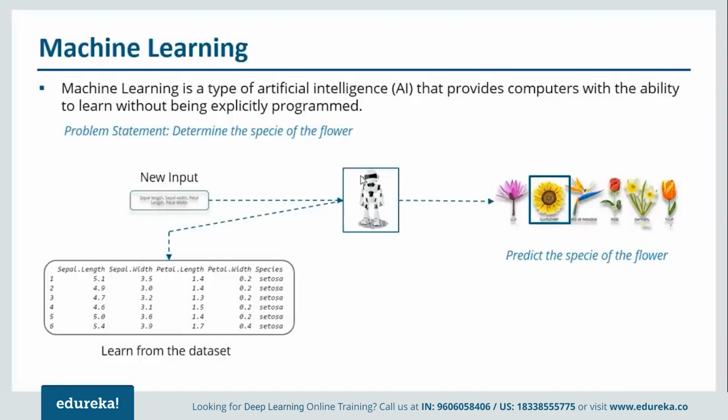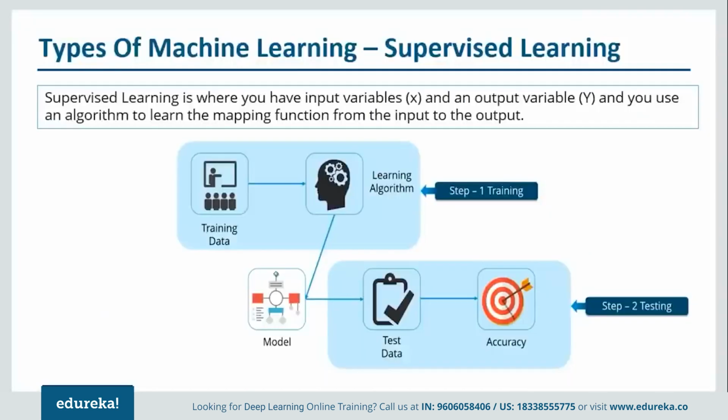Let us move forward and understand various types of machine learning. The first type is called supervised learning. Now in supervised learning, you have input variables X and an output variable Y, and you can use an algorithm to learn the mapping function from the input to the output. Now let me simplify it for you. In supervised learning, the data that you have already contains the classification. Let me talk about the previous example itself. From our data set, we knew that if we have this width and this length of our sepal and petal, that will be the species of flower. So the classifications are already defined. That will be under supervised learning.